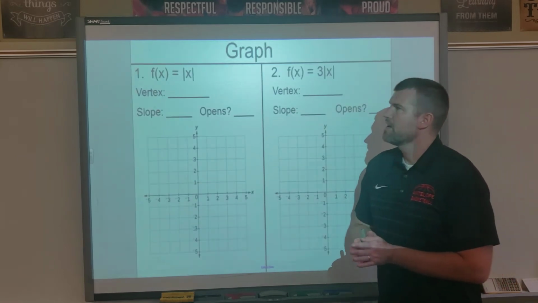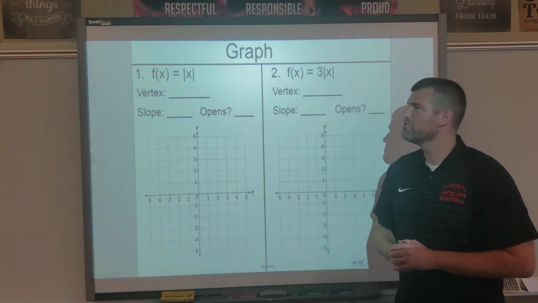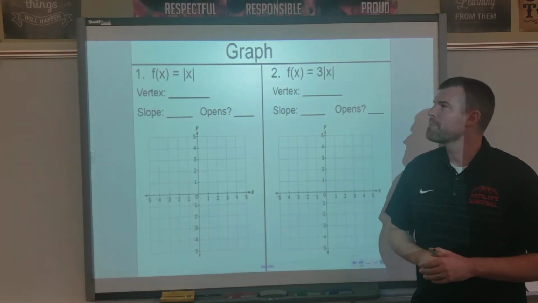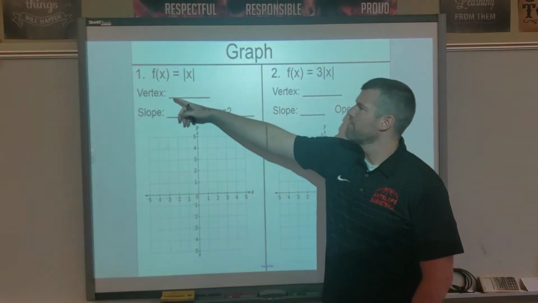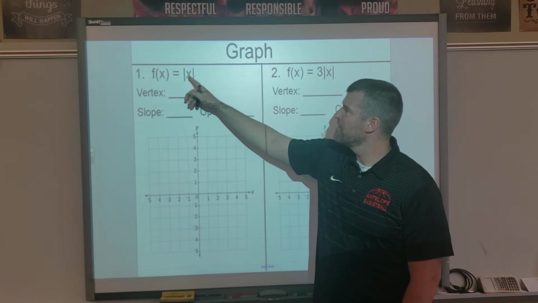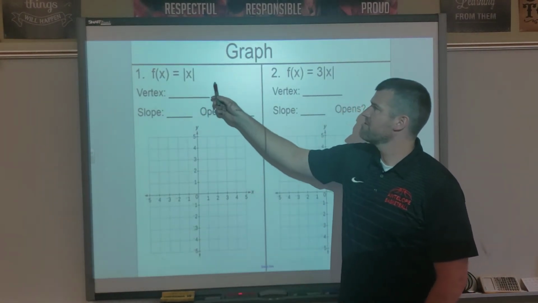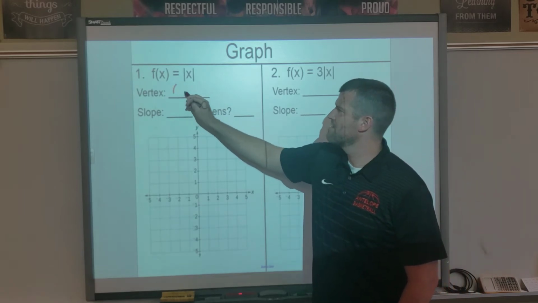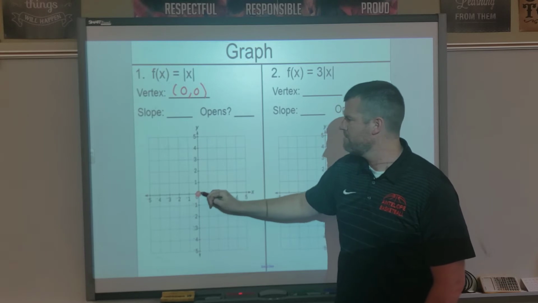All right, graphing. We're going to actually expect you to graph these. The good news is they're very simple to graph. If we graph the parent function, first thing I'm going to find is the vertex. Well, there's nothing added or subtracted inside. There's nothing added or subtracted at the end, so our vertex is 0, 0. So I'm going to put a point at 0, 0.